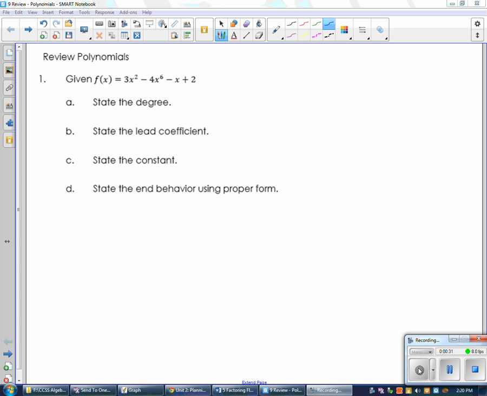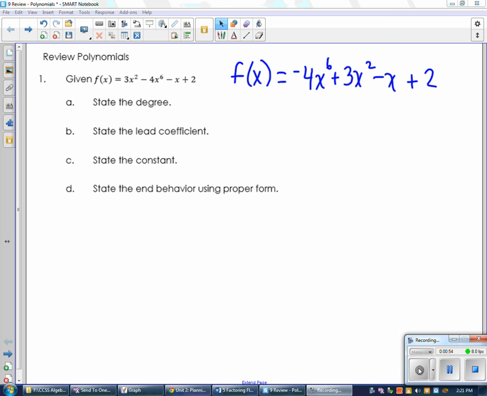So remember, when we're writing in standard form, we want to make sure that the term that has the highest degree comes first, and that would be the negative 4x to the 6th. And then we want to move to the next highest exponent, and that's going to be plus 3x squared. The next would be my x term. Note the sign in front of x is negative, so I want to make sure I keep it there. And then my positive 2 on the end. Now the equation is in standard form.